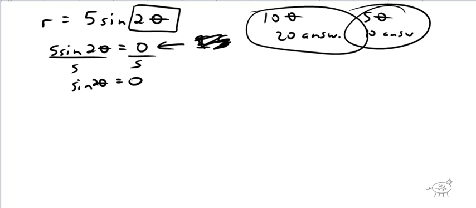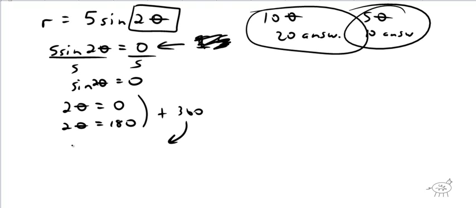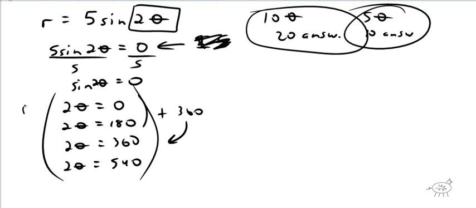And then you're going to say, hey, sine of what is 0? And you're going to say, oh, it's at 0 and at 180, right? Sine of 0 and 180 is 0. And then what do I do? I add 360 to that to get my next set of answers. So 2 theta is equal to 0 plus 360 is 360, and 180 plus 360 is 540. Okay, so that's my second set, because remember, I have 4 total answers. And then, of course, my last step here is to multiply this by 1/2, or divide by 2, and I end up getting theta is 0, 90, 180, and 270.